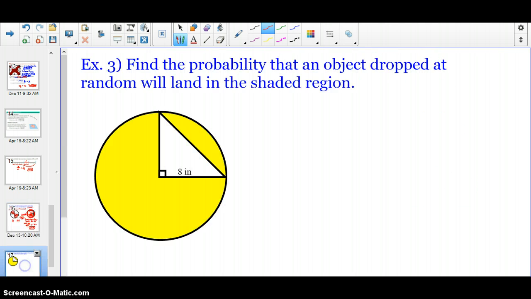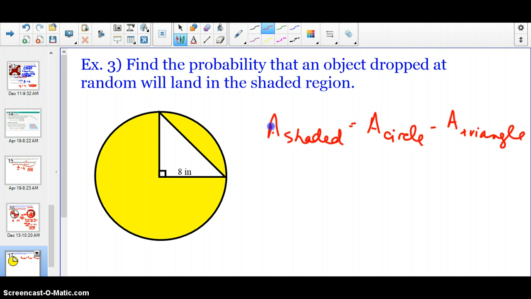Okay, one more. Find the probability that an object dropped at random will land in the shaded region. So first let's find the area of the shaded region, and that's going to be found by looking at this. Area of the circle minus the area of the triangle. Alright, so the area of the circle, the radius is 8. So the area of the circle is going to be 8 squared pi, which is 64 pi. And the area of the triangle is 1/2 base times height, which both the base and the height are 8, so 1/2 times 8 times 8.